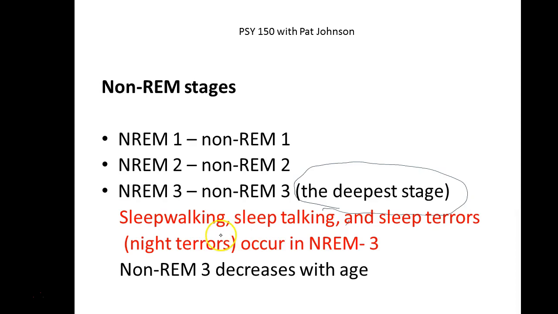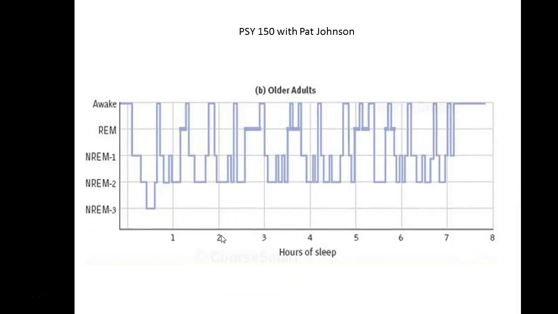Non-REM 3 decreases with age. And if we look at our chart here of older adults, we can see that our older adult only goes into non-REM 3 a little bit, and what's happening is they are having more and more periods of waking up. So our older adults are getting less quality sleep. There's less REM sleep and there's less non-REM sleep here, and so we are more likely to see sleep disorders in older adults. And that's the sleep-wake cycle and the sleep stages.